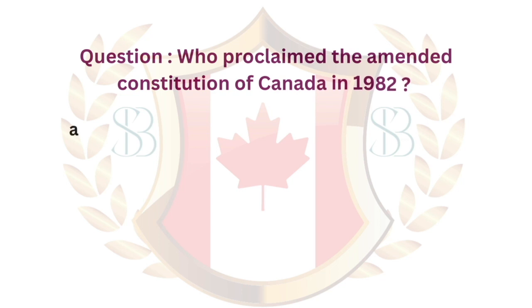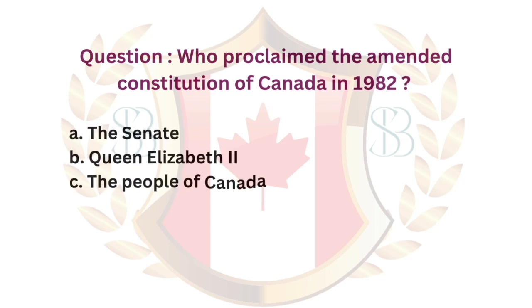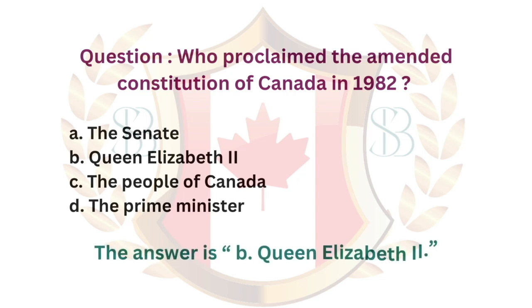Question. Who proclaimed the amended Constitution of Canada in 1982? A. The Senate. B. Queen Elizabeth II. C. The people of Canada. D. The Prime Minister. The answer is B. Queen Elizabeth II.